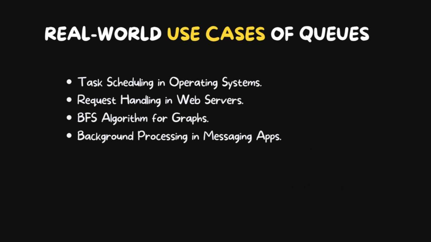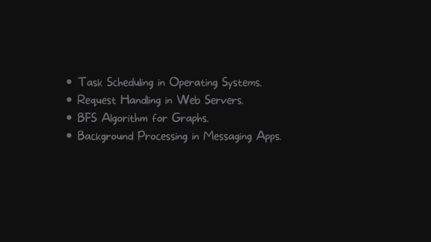Queues are extremely versatile. Here are a few use cases. First one is task scheduling. In operating systems, queues manage processes efficiently. Second one is request handling. Web servers use queues to handle multiple client requests. Third one is graph traversal. Algorithms like BFS rely on queues. Fourth one is messaging apps. Background processing often uses queues to manage messages. These examples show why queues are essential in programming.